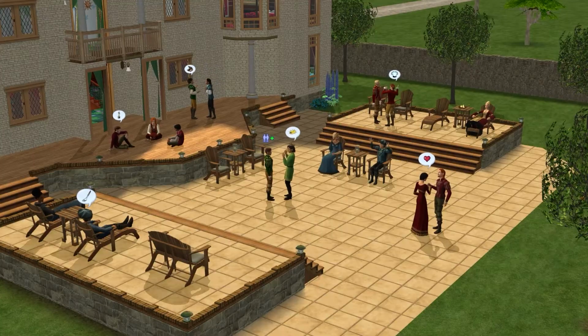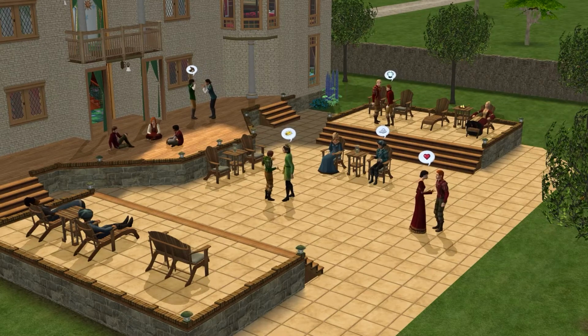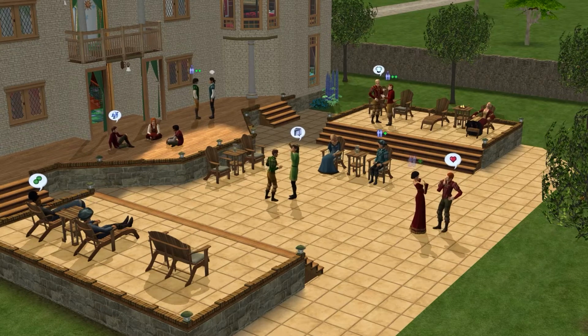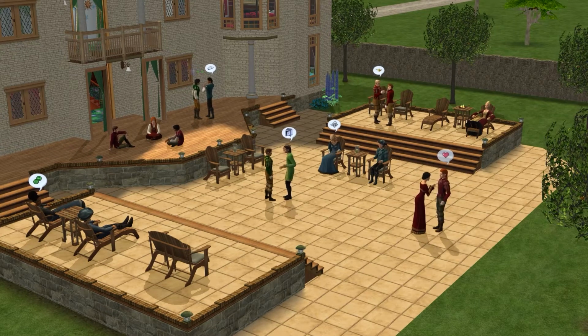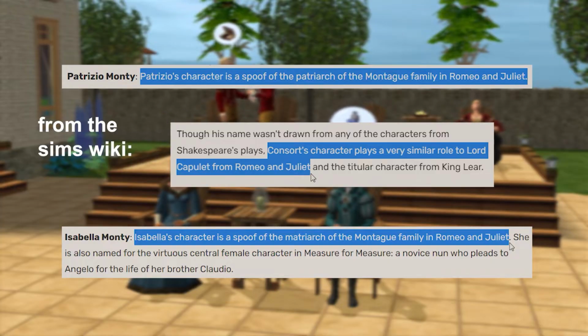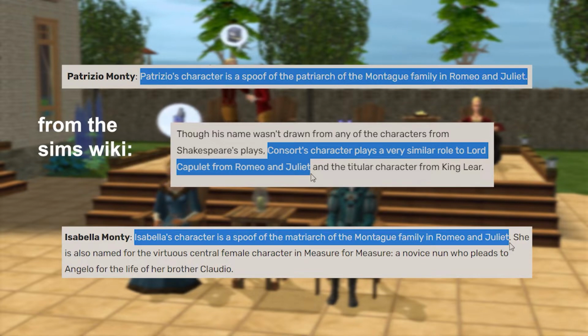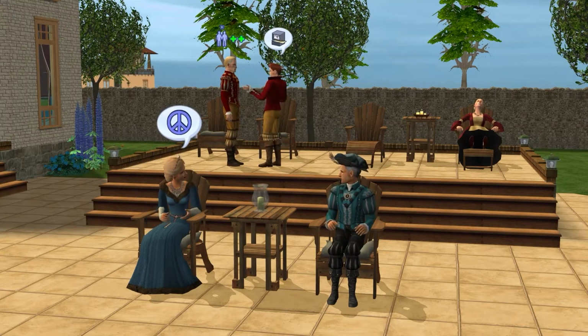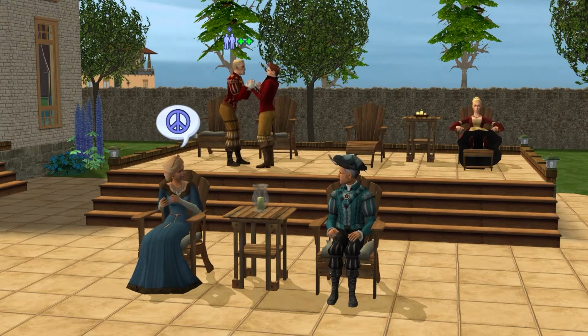Lord and Lady Capulet, Lord and Lady Montague don't have first names, or their first names are never brought up, so that's why I'm not saying outright that they are the definite counterparts of these 4 elderly Sims, but I mean the chances are high, and I'm pretty sure that's the consensus among the Sims 2 community. So that's why I use Consort, Contessa, Patrizio, and Isabella as Romeo and Juliet's parents in the summary video, even though they are their grandparents in The Sims 2.